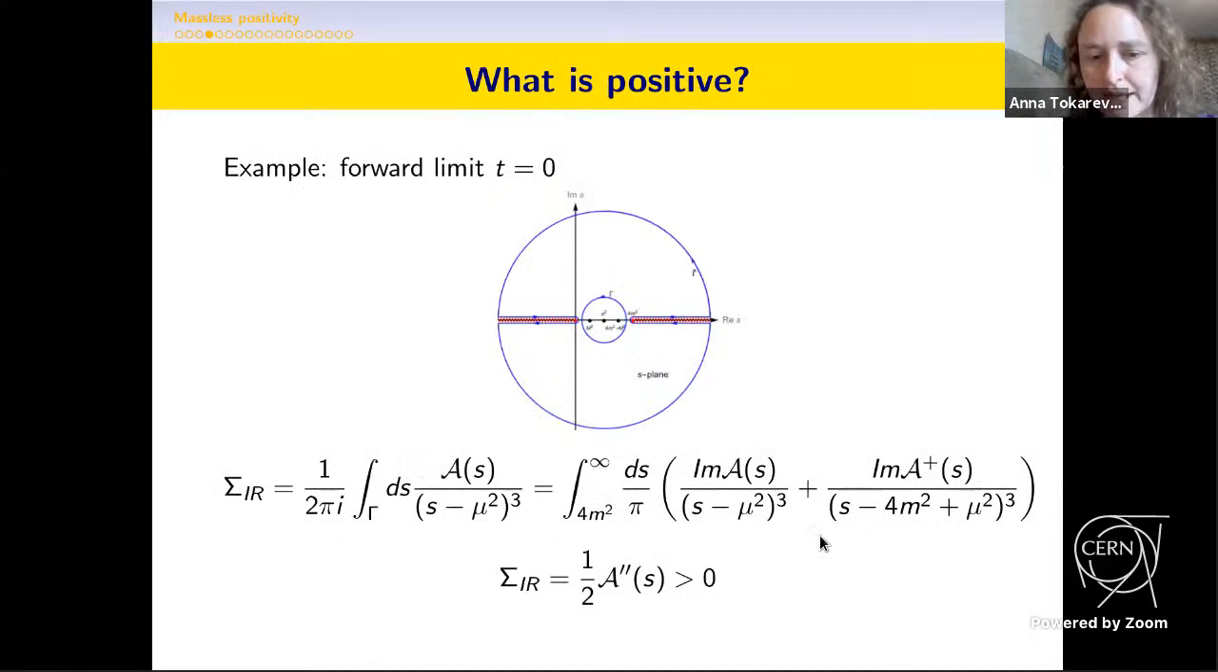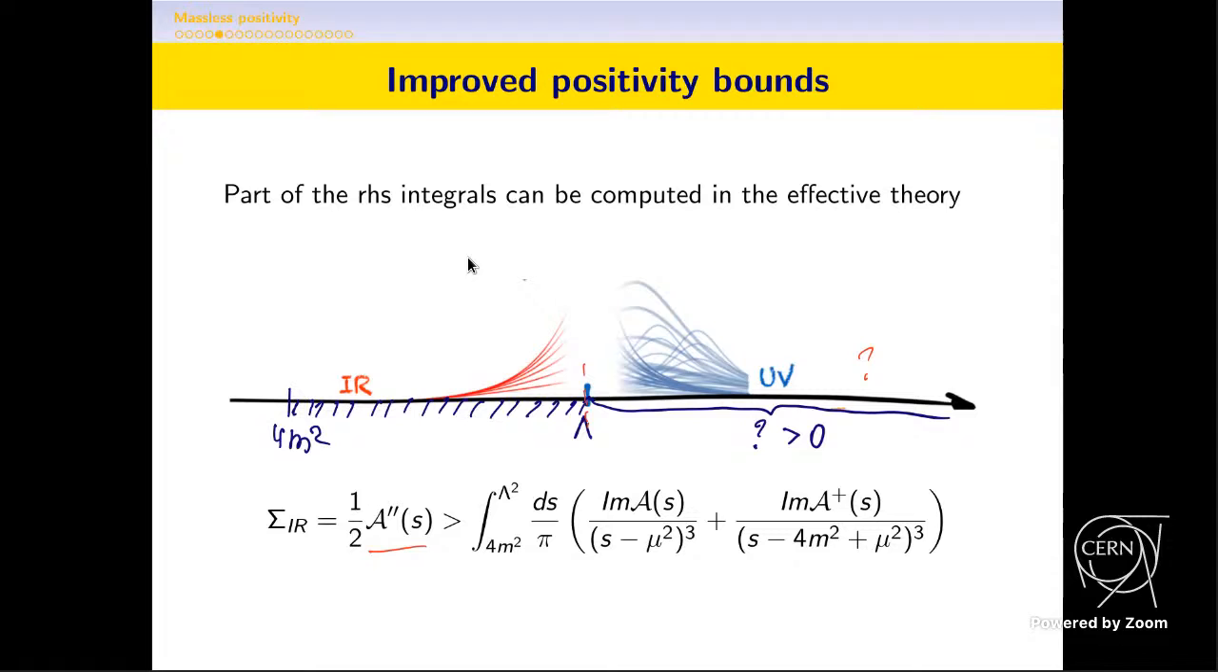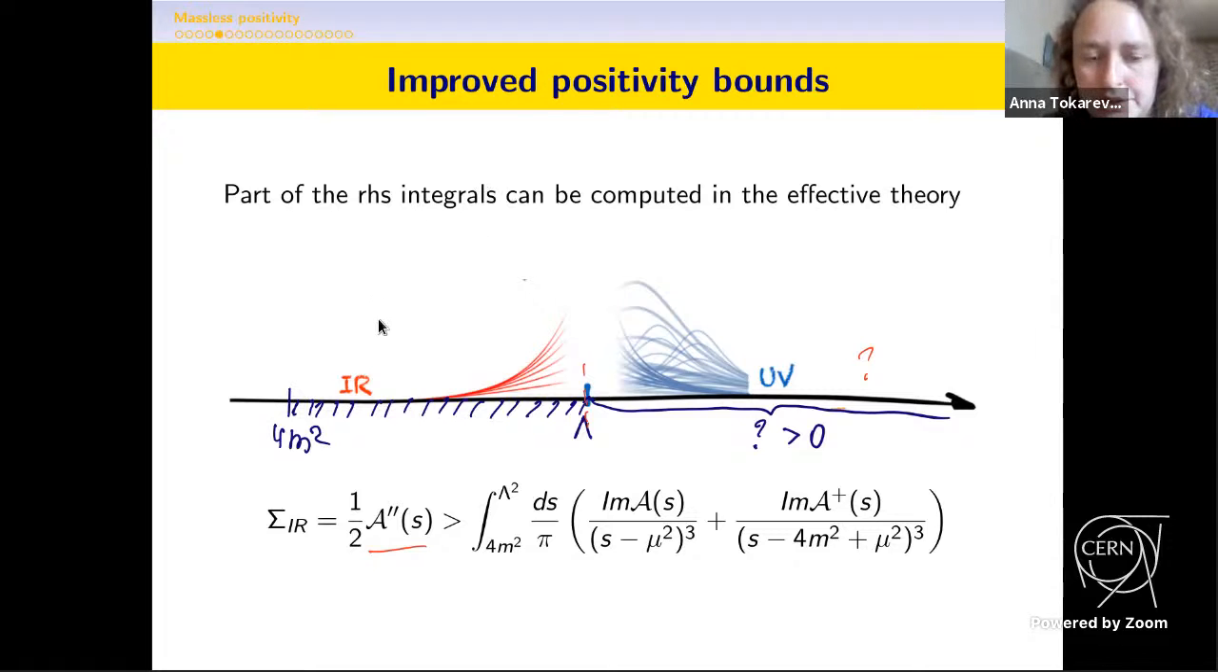amplitude. The main thing here is that the right-hand side of this equality is positive definite everywhere due to our requirement of unitarity. Even though we don't know what the theory is at infinity, at infinite energies, we assume that since it's unitary, the imaginary part is still positive. And this already allows us to obtain that the second derivative of the amplitude is positive. But we can make a stronger conclusion here because we can even compute part of the right-hand side integral.